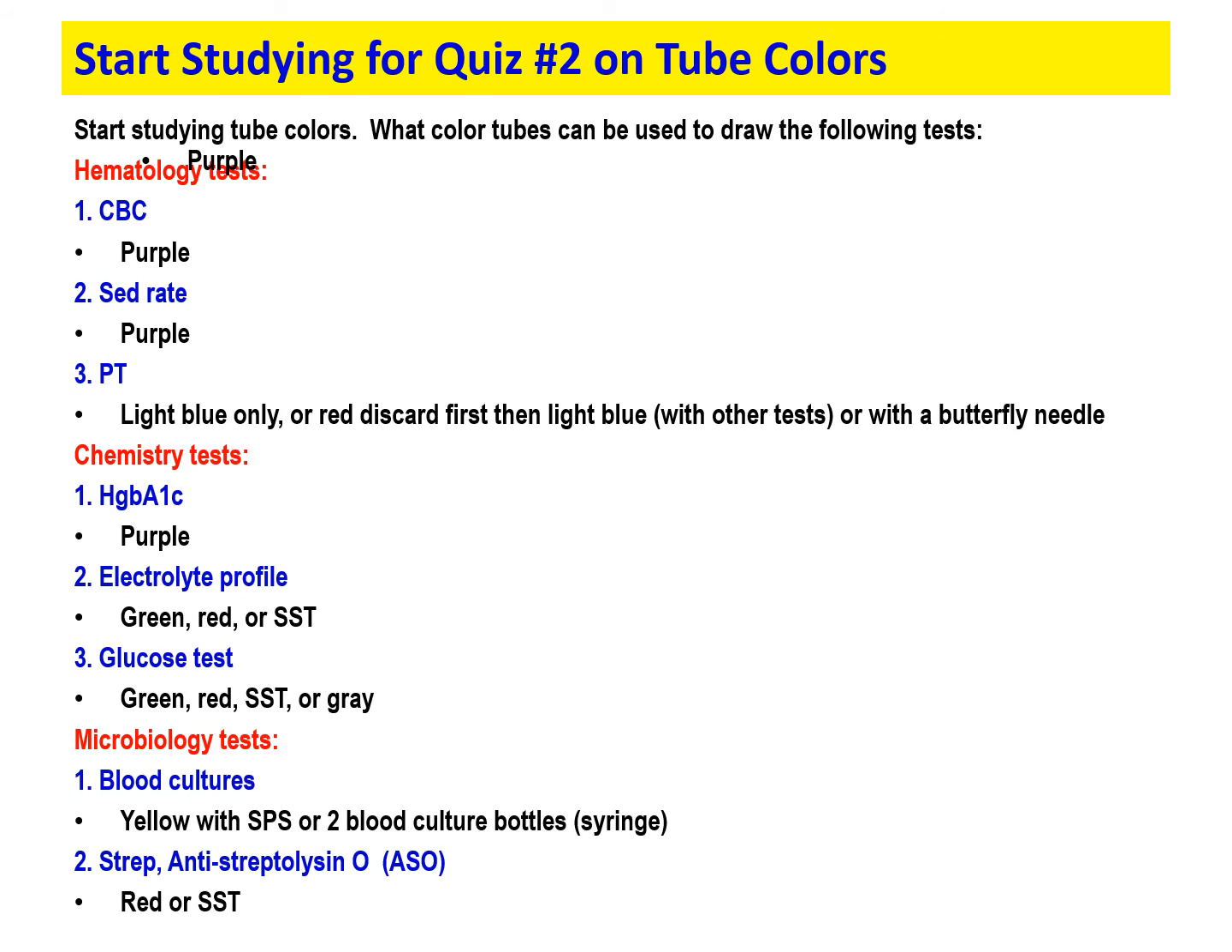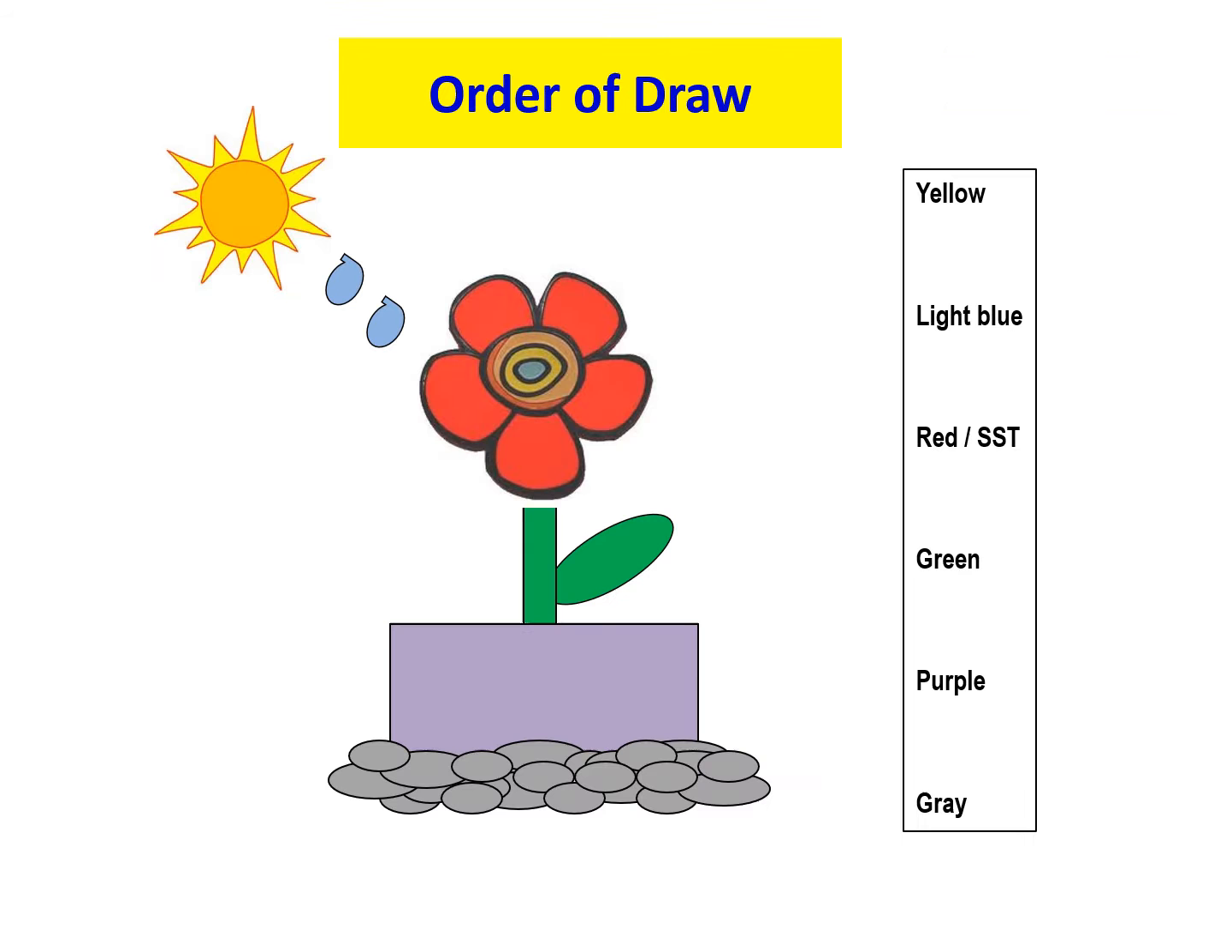So we can see that if we had a strep ordered, an electrolyte profile, and even a glucose, all 3 ordered at the same time, all 3 of those can use an SST tube. And that is the tube that would be best to use because all of those tests can be done off that one SST tube. It has silica in there, which will speed up the clotting process, and it has gel in there so that it will separate the serum from the cells.